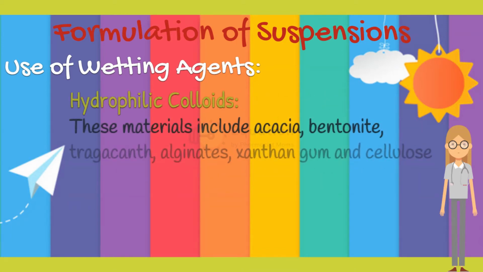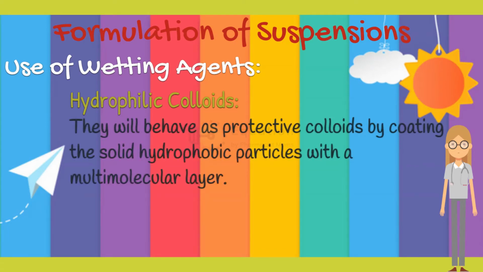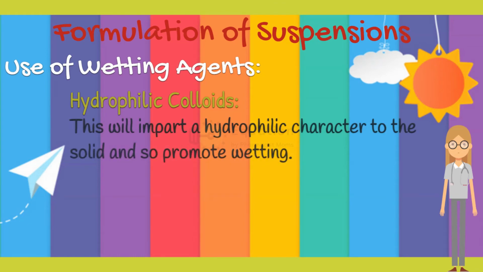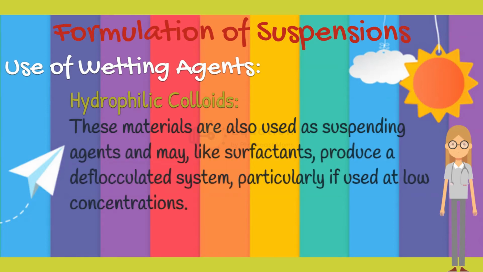Hydrophilic colloids include acacia, bentonite, tragacanth, alginates, xanthan gum, and cellulose derivatives. They will behave as protective colloids by coating the solid hydrophobic particles with a multimolecular layer. This will impart a hydrophilic character to the solid and so promote wetting. These materials are also used as suspending agents, and may, like surfactants, produce a deflocculated system, particularly if used at low concentrations.